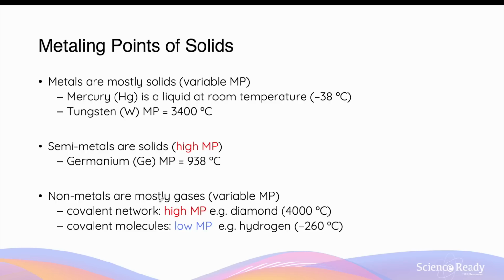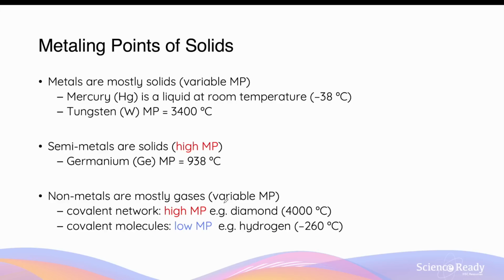In contrast to metals and semi-metals, non-metals tend to be mostly gases, but they do still have a variation in their melting point. The main difference is that non-metals which occupy a covalent network structure tend to have higher melting points. A notable example of this is an allotrope of carbon, which is diamond. Diamond has a melting point of 4000 degrees Celsius, even higher than the melting point of tungsten. In contrast, non-metals which occupy a covalent molecular structure have lower melting points. For example, hydrogen gas has a melting point of -26 degrees Celsius. So most of the time, non-metals which occupy a covalent molecular structure will be gases, if not liquids, at room temperature and pressure.